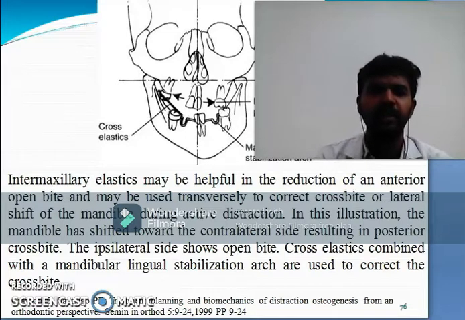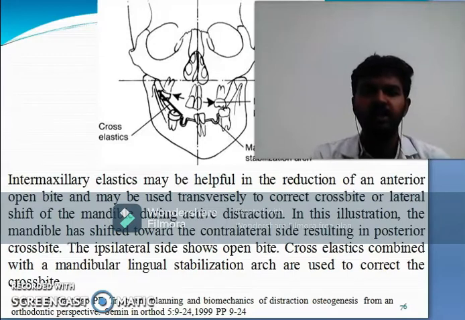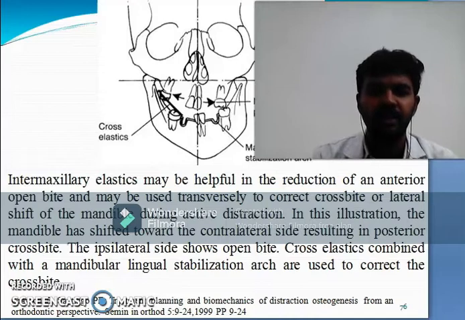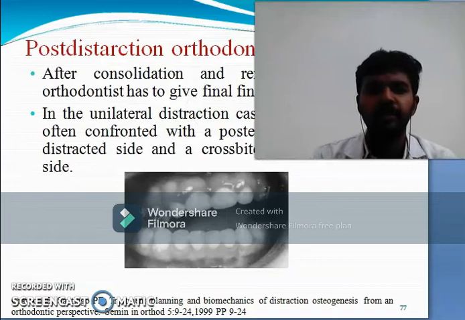In this illustration, the mandible has shifted toward the contralateral side, resulting in a posterior crossbite. The ipsilateral side shows the open bite. Cross elastics combined with a mandibular lingual stabilization arch are used to correct the crossbite.